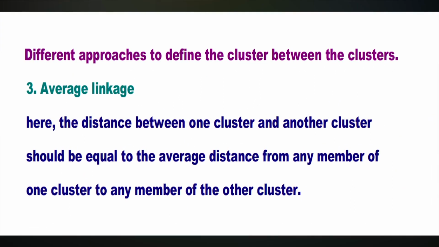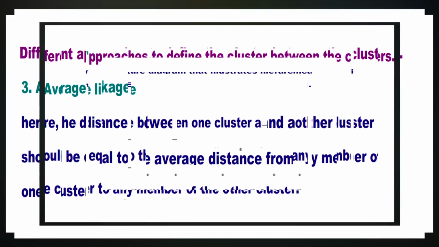There is another method, that is the average linkage method. Here, the distance between one cluster and another cluster is equal to the average distance from any member of one cluster to any member of the other cluster.